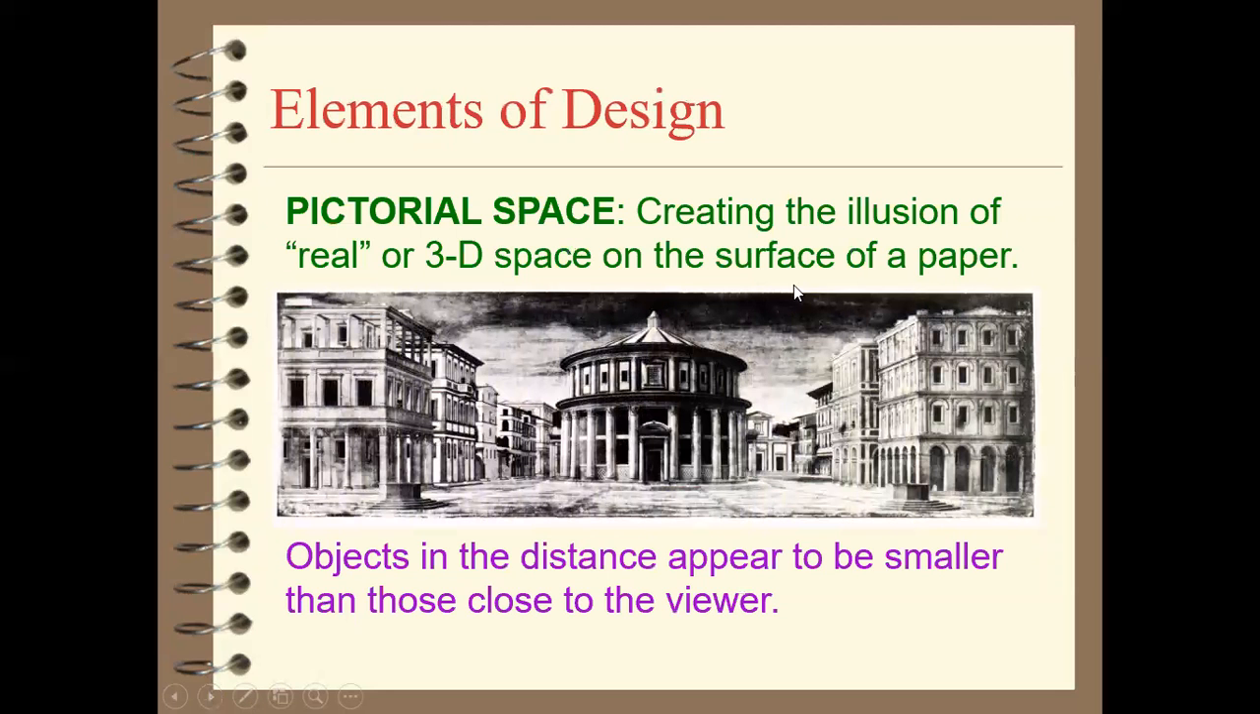Okay, so we have here pictorial space as the creating of an illusion of real or 3D space on the surface of a paper. So this is an example of a drawing of a pictorial space. So objects in the distance appear to be smaller than those closer to the viewer. Okay, so you have the illusion of depth.